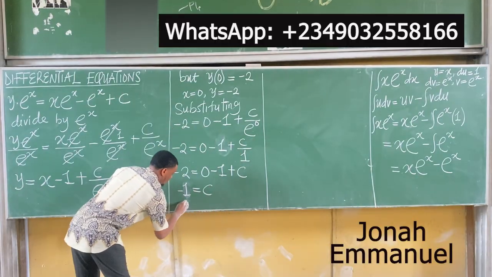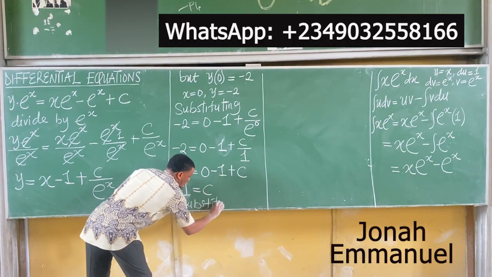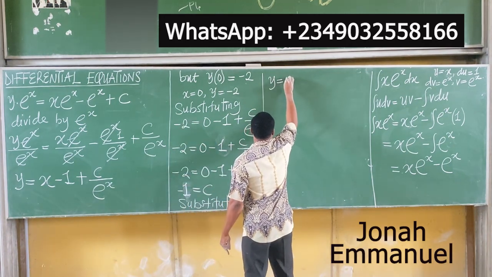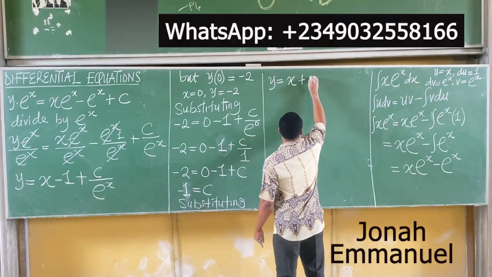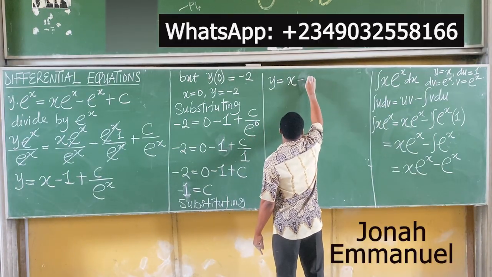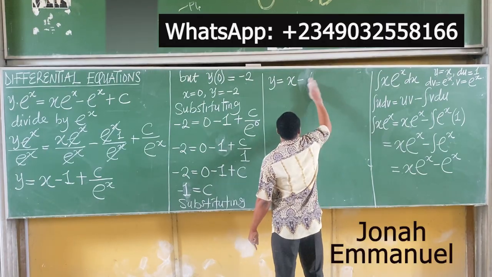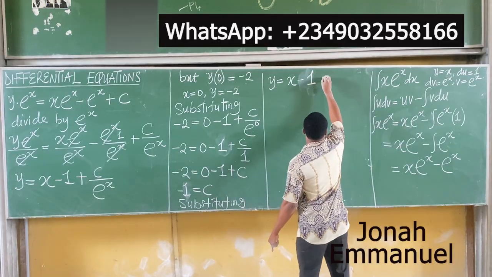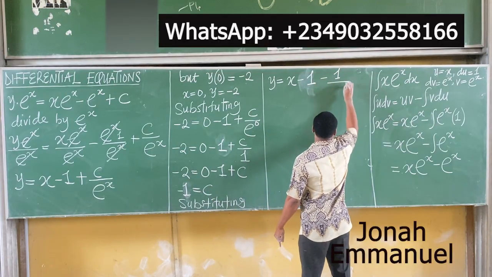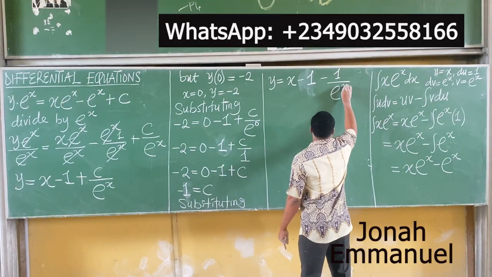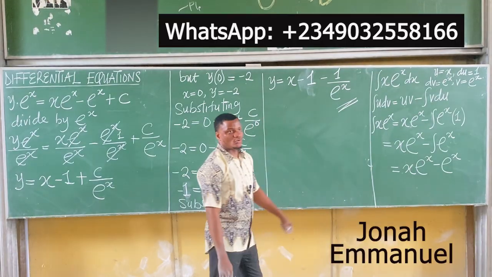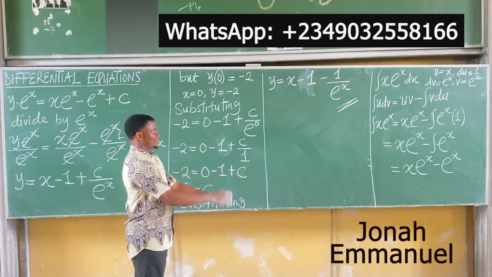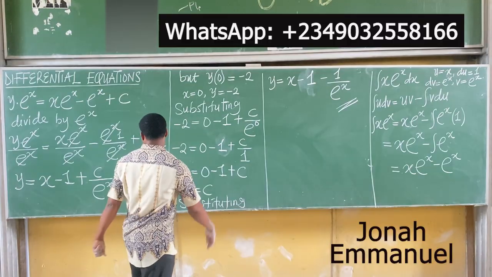We'll now say substituting. We'll now have that y is equal to x minus 1 plus c. What's c there? Minus 1, so it becomes minus 1 all over exponential x. This becomes the answer to the question. So this is how you solve the question. Yeah. So that's your answer.